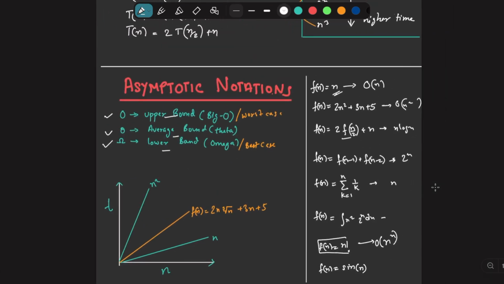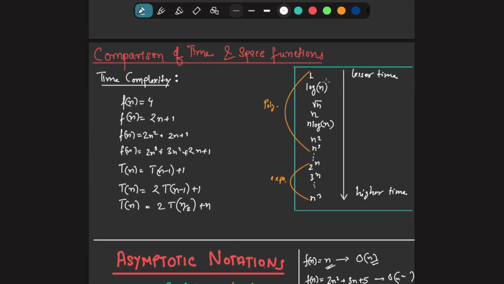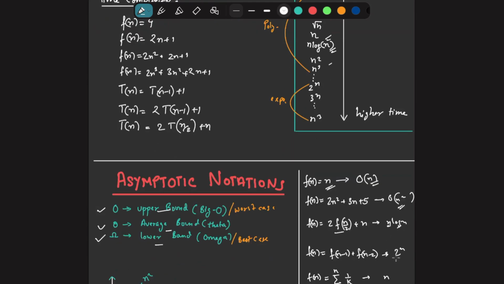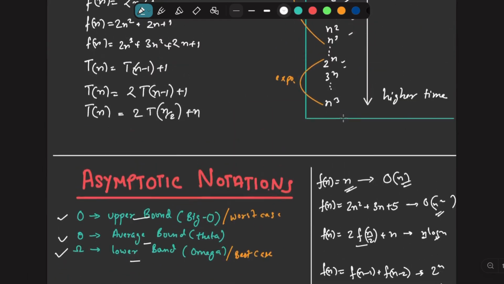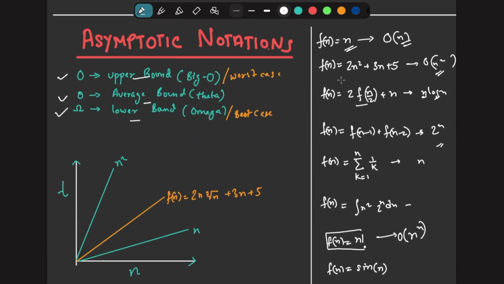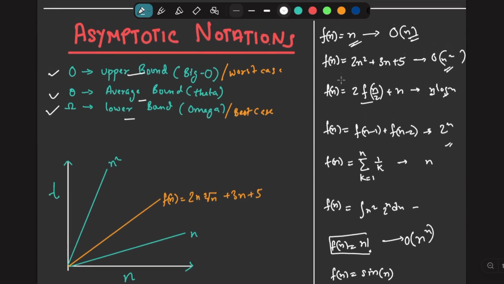So this belongs to the class of n, as we saw here. This is the class of n, and this belongs to the class of n square. This belongs to the class of log n, which is this n log n. This belongs to the class of 2 power n, which is here. So the one which is lower in the height is taking higher time, and the one which is above is taking lesser time.